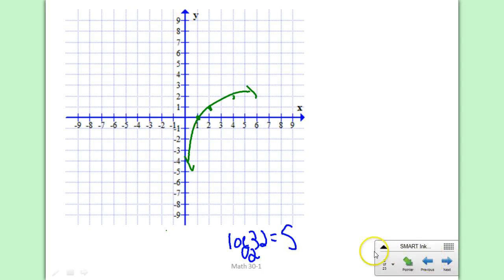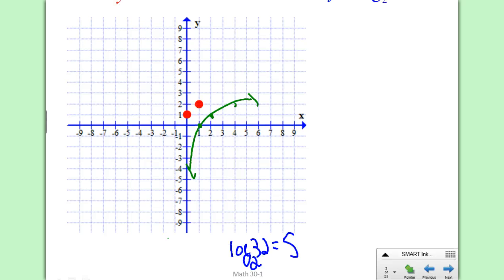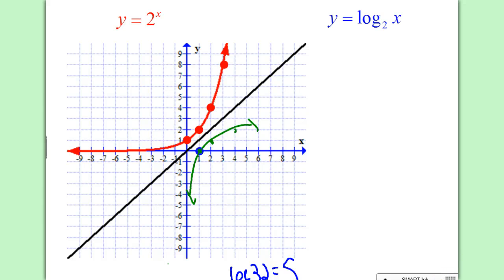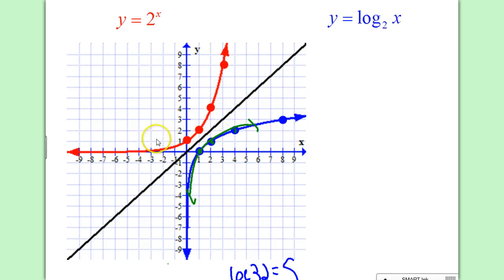So how about we look at our original table of values for y equals 2 to the x. When x equals 0, 1, 2, or 3, we get these red points. 2 to the 0 is 1, 2 to the 1 is 2, 2 to the 2 is 4, and 2 to the 3 is 8. That was our table of values. When we plot the points for our other table of values that we saw before, we just simply take the inverse of these points and we get this graph, right? Which is the log x base 2 graph.